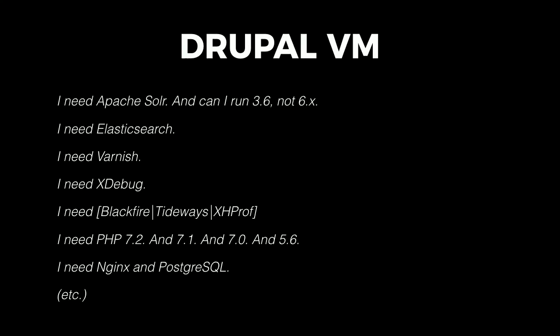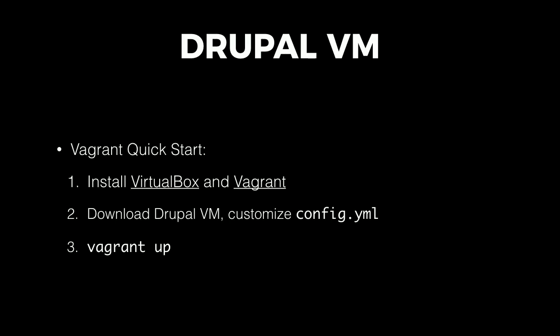The main idea is you want your local environment to match production as identically as possible, because there are large classes of errors and bugs and features that work differently if you're using a generalized stack, if you're using something like Dev Desktop or MAMP or WAMP or something. So Drupal VM lets you tune everything exactly how you like it.